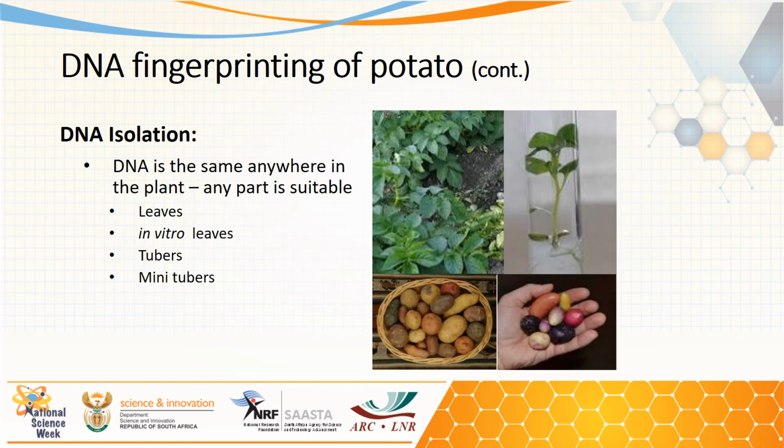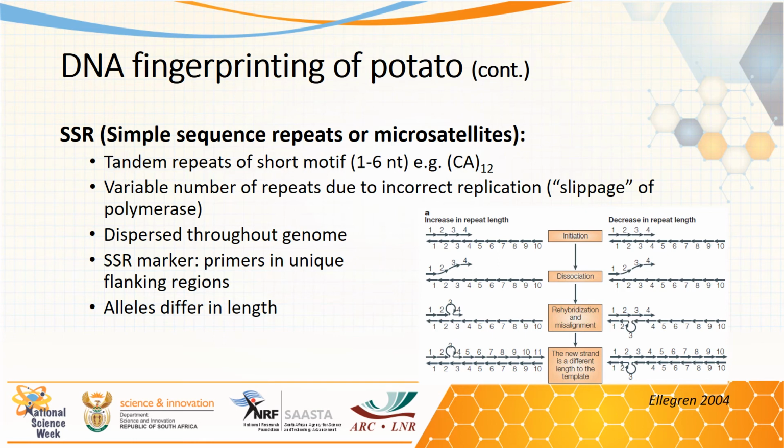The current method for DNA fingerprinting is the following. DNA is isolated from any part of the plant that is sent in by the client. It could be leaves, tubers, or small in vitro plants. The DNA fingerprinting relies on the technique of detecting simple sequence repeats or microsatellites with genetic markers. SSRs are tandem repeats of short motifs, for example 1 to 6 nucleotides long. There is a variable number of these repeats in different cultivars due to incorrect replication or slippage of the DNA polymerase during replication. SSRs are also dispersed throughout the genome.